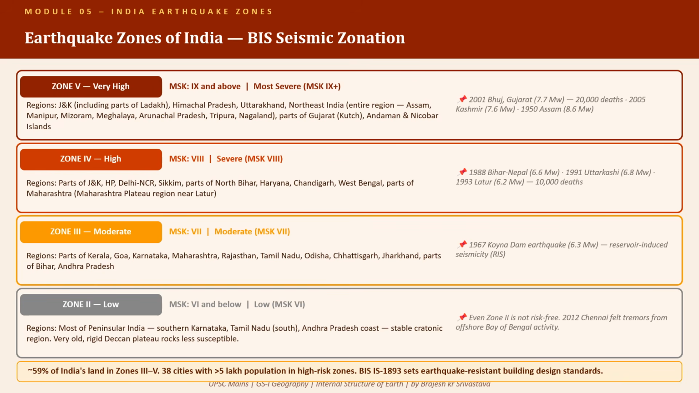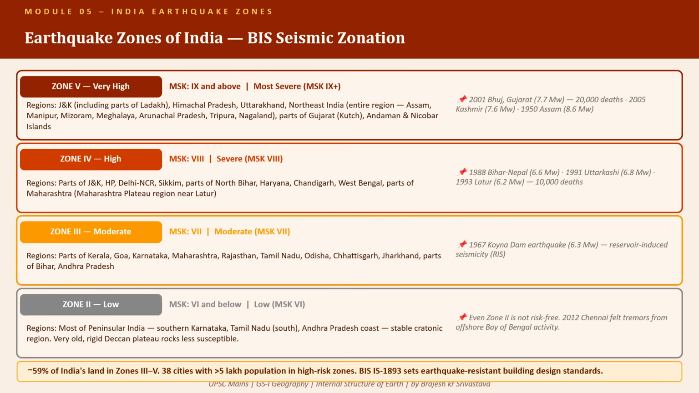Zone 3, moderate risk. Parts of Kerala, Goa, Karnataka, Maharashtra, Rajasthan, Tamil Nadu, Odisha, and Jharkhand. The 1967 Koyna Dam earthquake, 6.3 magnitude, occurred in this zone and is the most important example of reservoir induced seismicity in India.